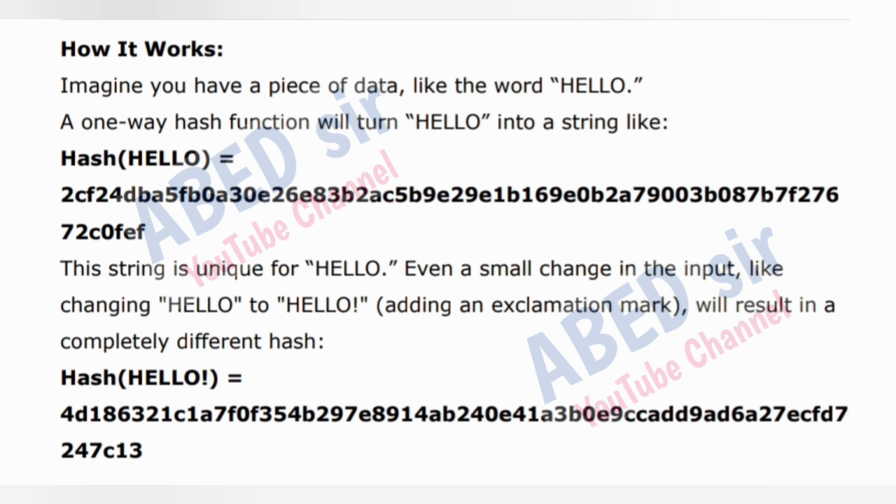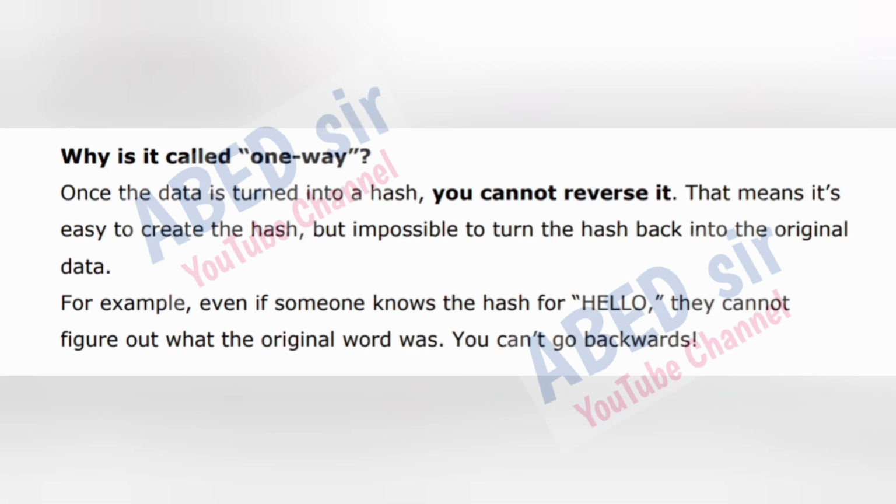How it works? Imagine you have a piece of data, like the word hello. A one-way hash function will turn hello into a string. This string is unique for hello. Even a small change in the input, like changing hello to hello with an exclamation mark, will result in a completely different hash. Why is it called one-way? Once the data is turned into a hash, you cannot reverse it.